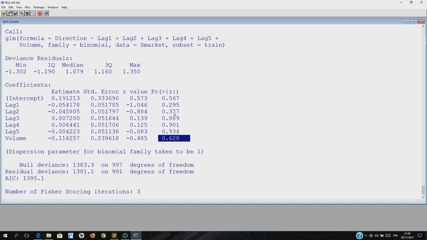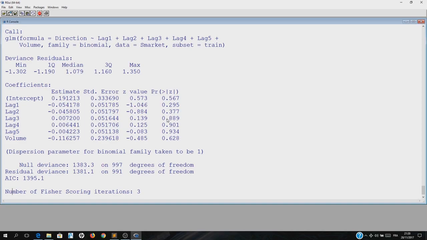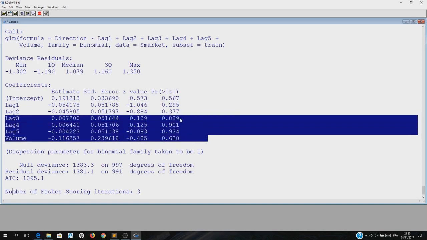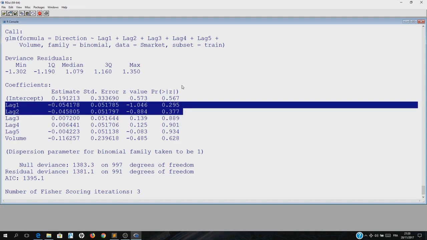So how do we improve this model? Just delete these features. And that's the critical thinking. The p-value is too high, I don't need them, so you just delete them. In my opinion, using just yesterday and the day before that to predict today's direction of the market is all we need. So let's do that.